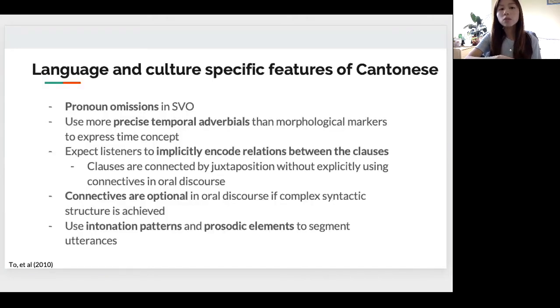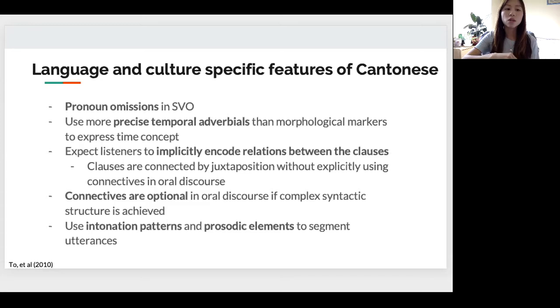In order to incorporate the least biased assessment principle, we need to first understand the language and cultural specific features of Cantonese. As I've mentioned before, Cantonese relies on high context communication. Once you have established the referential clarity, some morphological rules are optional. And pronoun omissions are a very common one in Cantonese. Once you have established a mutual understanding of the context, the subject of the sentence can be dropped.